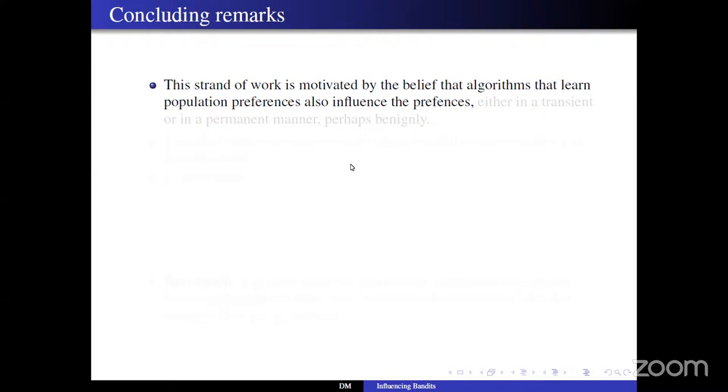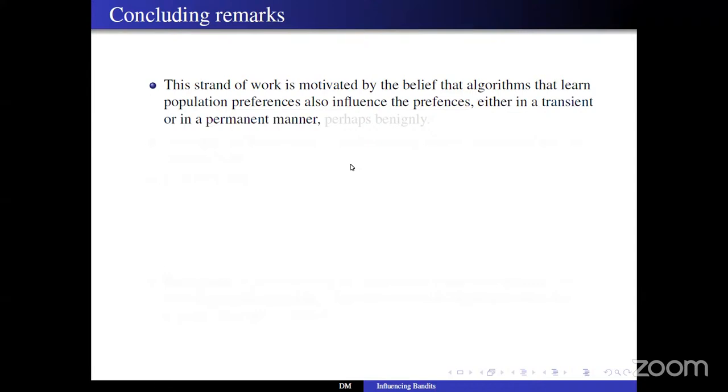So the motivation for much of this is that I believe that algorithms that learn population preferences also influence the preferences. This is my premise in developing these models. This influence could be transient or permanent. Transient means you start liking it for a while, and after that, that liking potentially decays. You can construct models. People who are familiar with opinion dynamics will see such models in opinion dynamics.